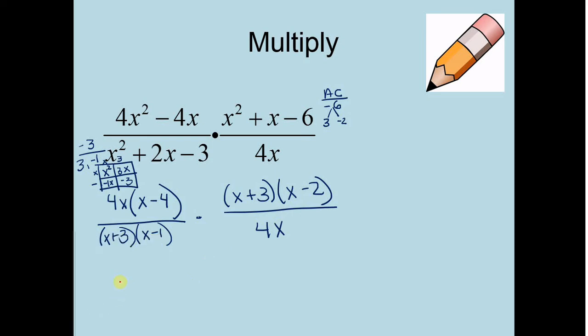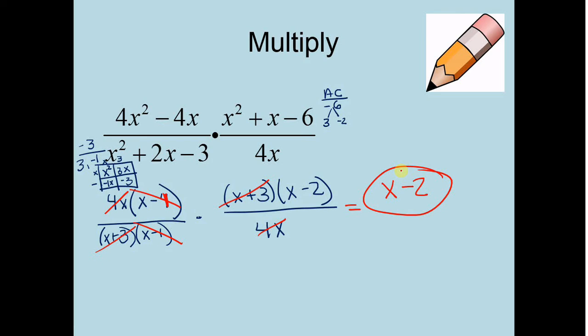Let's see, what can we cancel out? A 4x and a 4x can cancel. Ooh, x plus 3 and an x plus 3 can cancel. Ooh, that should be x minus 1. Messed up. That should cancel there. So I am just left with x minus 2 as my final answer.